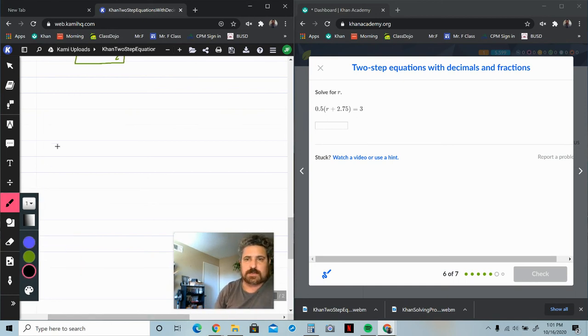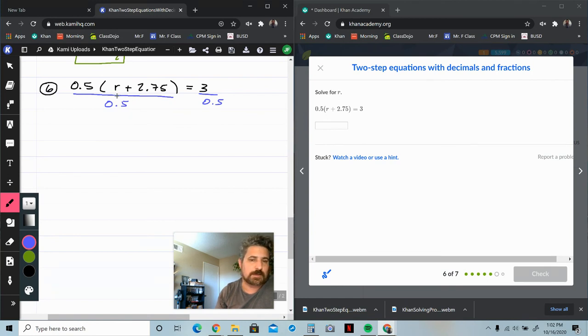So number 6 is going to be 0.5 times the quantity of r plus 2.75 is equal to 3. Now, once again, I don't really want to multiply 0.5 times 2.75. I don't feel like doing that. So if you don't feel like doing that, then you can always just divide by the 0.5 to both sides, because ultimately when you divide both sides by 0.5, you're going to cancel those two out and just get the value inside the parentheses. And that's pretty simple to do because there's only one term on the left.